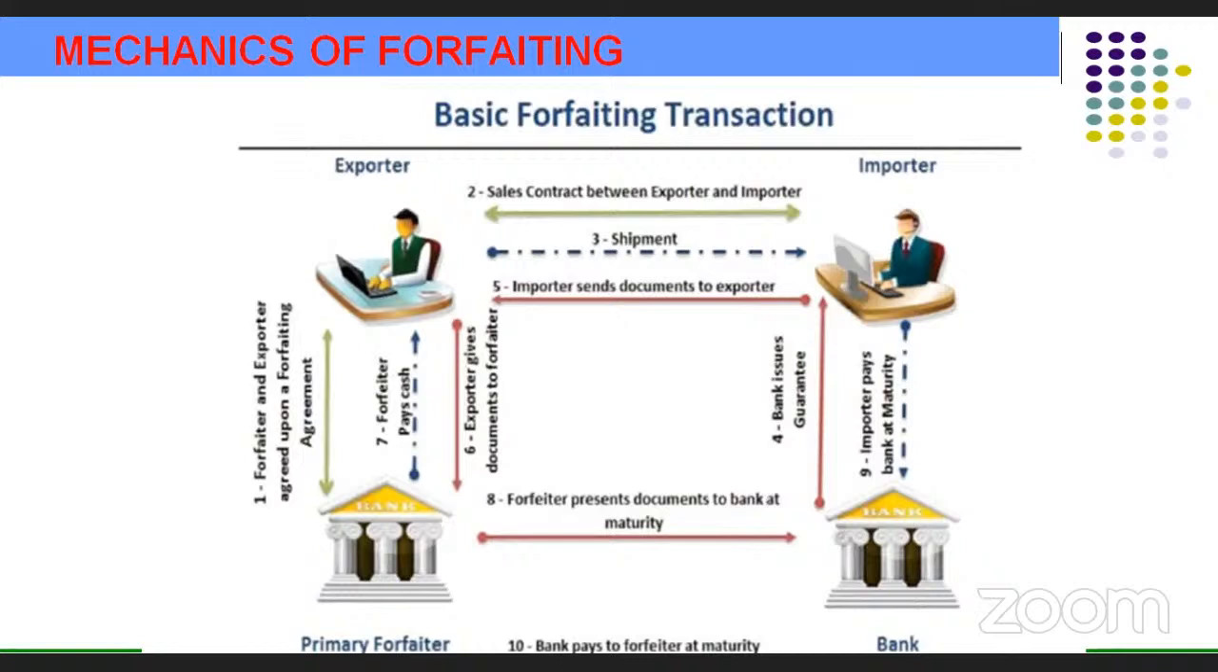This feature enables the exporter to possess an edge for marketing products. It saves insurance cost, as the need for export credit insurance with ECGC is eliminated. So these are the various features of forfeiting.